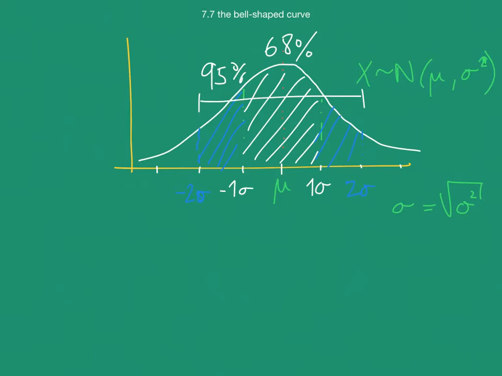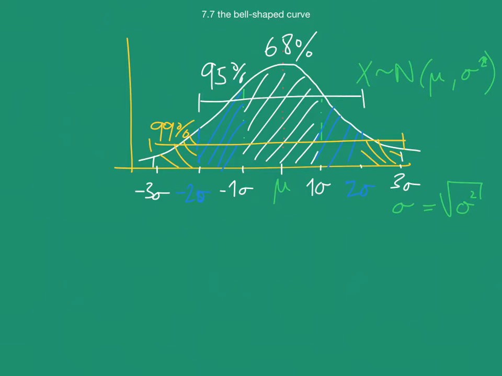And 3 standard deviations from the mean make up 99% of the data set, like this. So what is this good for?